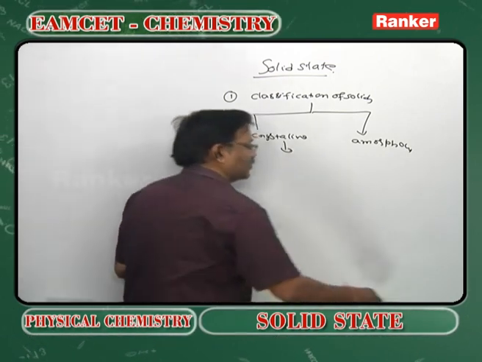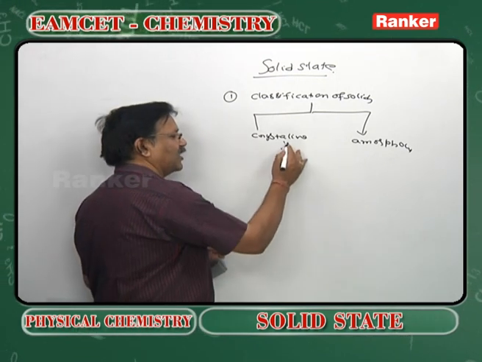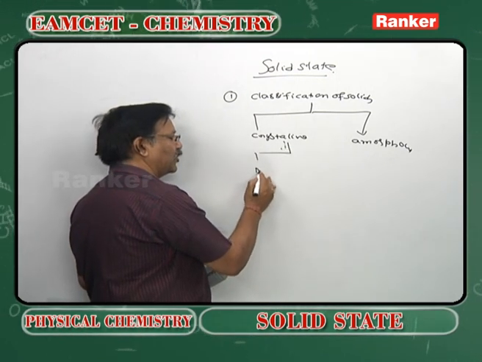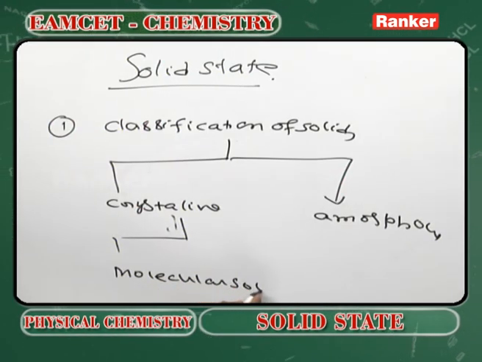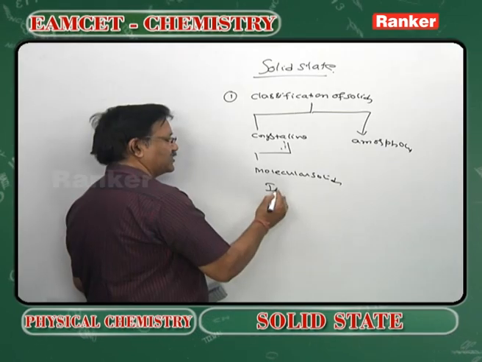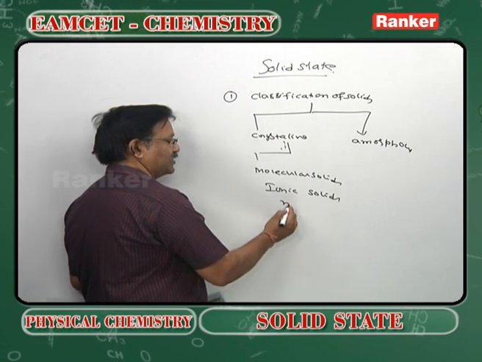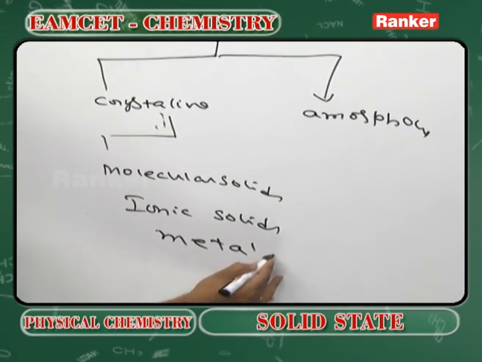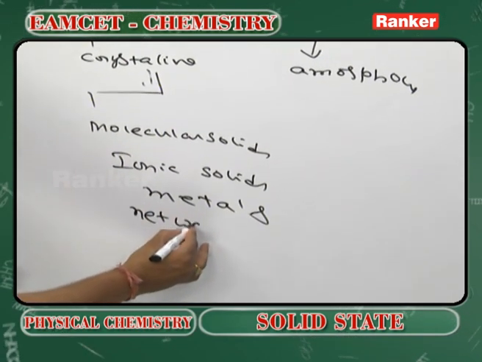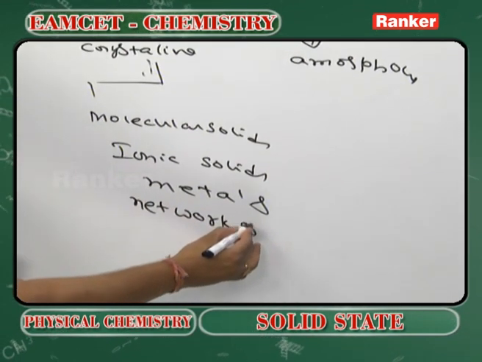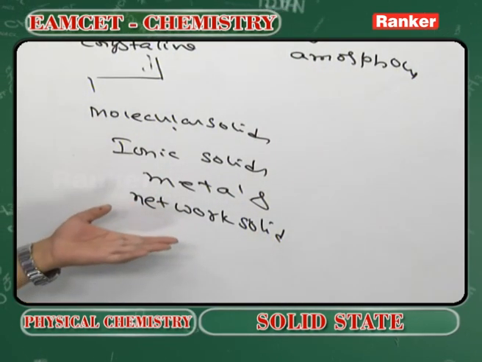After that, types of the solids. Crystalline solids can be divided into molecular solids, ionic solids, metals and network solids. So we have to know about these things: molecular solids, ionic solids and metals and network solids.